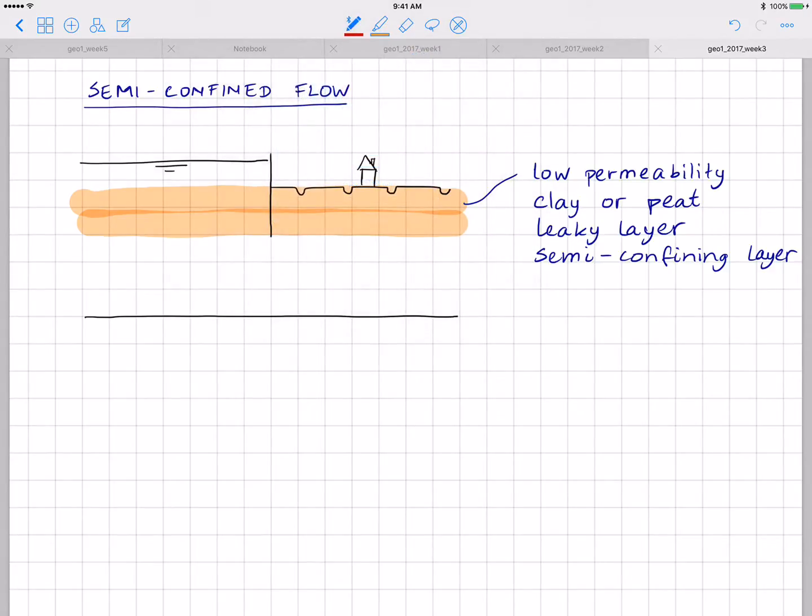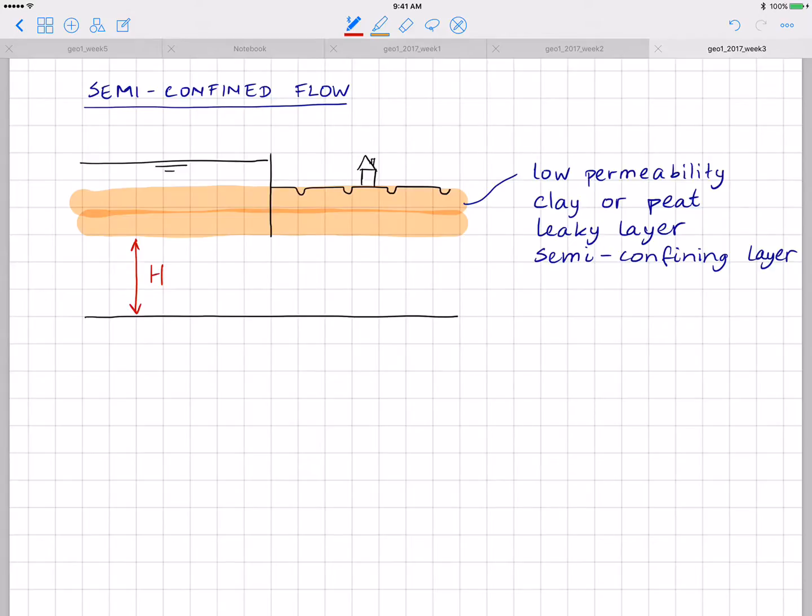And I've shown one here where we have an aquifer of thickness capital H, and it is covered on top by a leaky layer, a layer of low permeability shown here in orange, and which often consists of clay or peat. The leaky layer is also called the semi-confining layer. So it's not impermeable, but it allows a small amount of water to flow through.